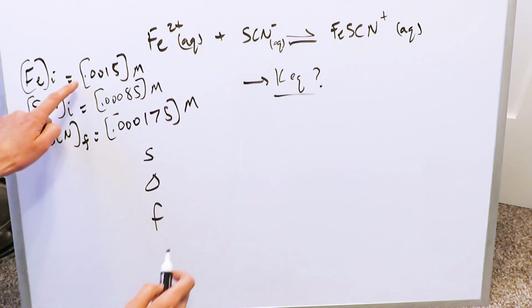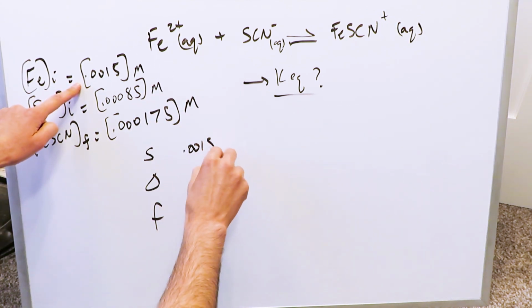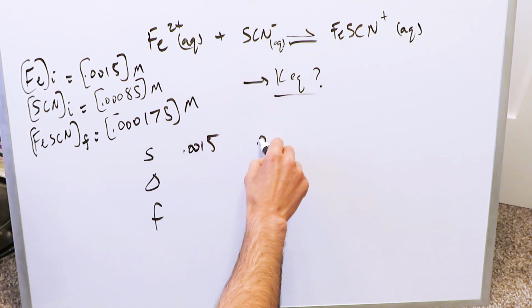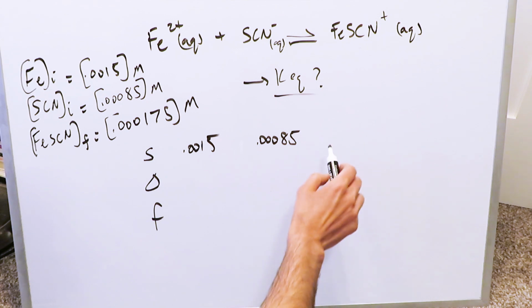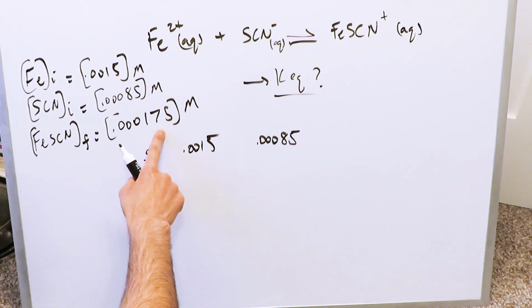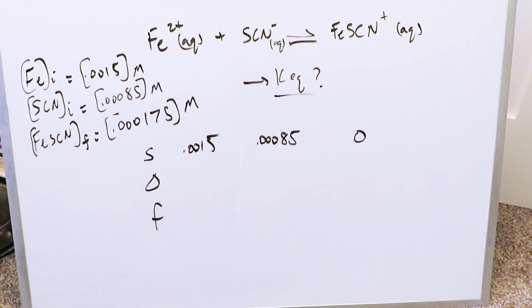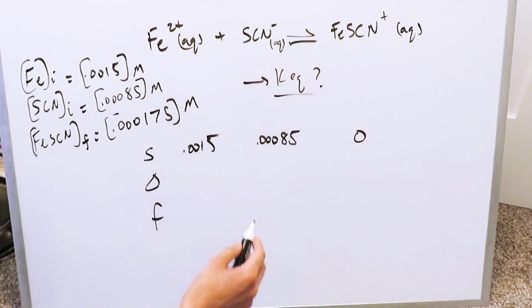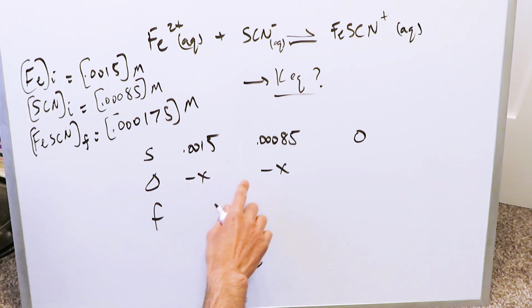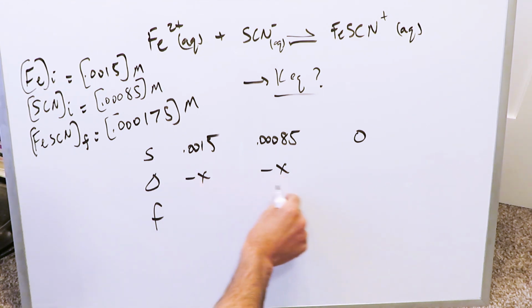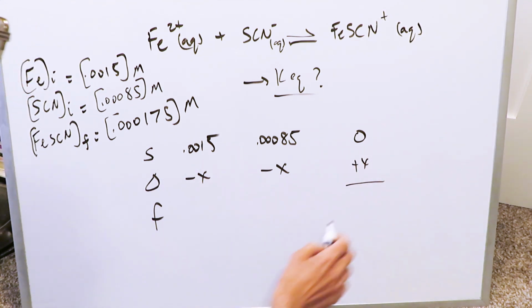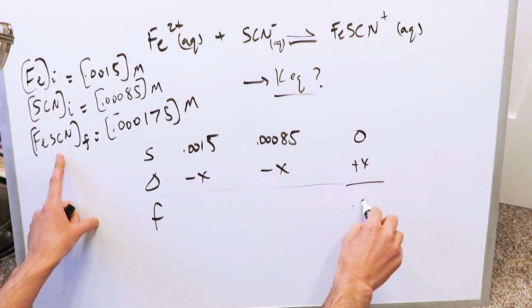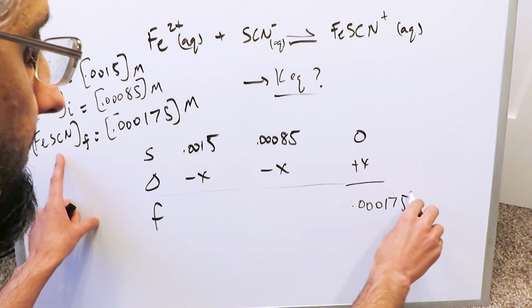We know iron is starting here with a 0.0015. Remember, it's initial, that's final. We know thiocyanate is 0.00085, and we know this has a final concentration, but we do know it started out with 0 because when the reaction started there was none of this. Then slowly it started forming. We know you're decreasing this by a certain amount, decreasing this by a certain amount, because these will combine to form this, and we know at the end the final amounts are provided for this only. It's 0.000175. We don't know what this is.